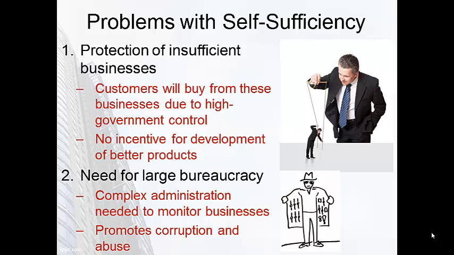Second problem is there's a need for a large bureaucracy. In other words, there needs to be a complex administration to monitor all the different sectors of business as well as creating policies. And unfortunately, this promotes corruption and abuse, such as illegal importing or black market items, so on and so forth.